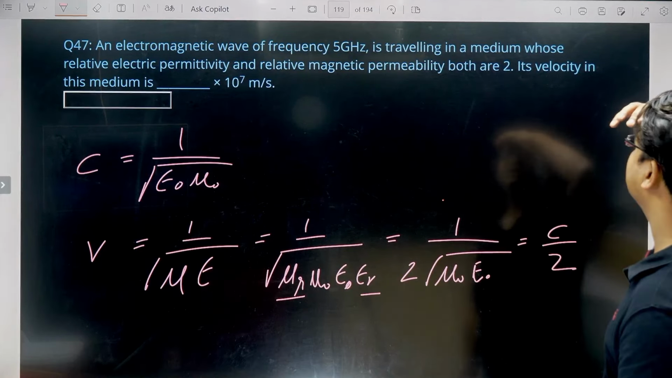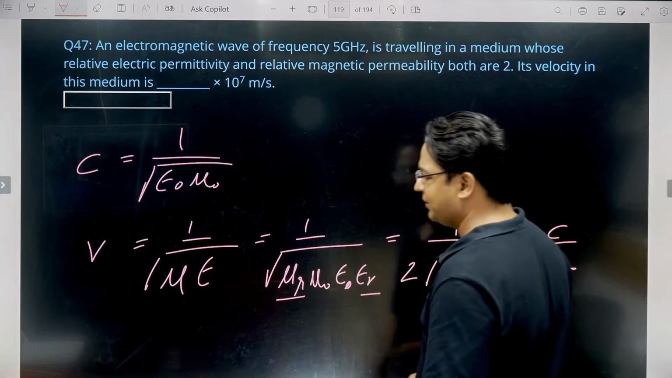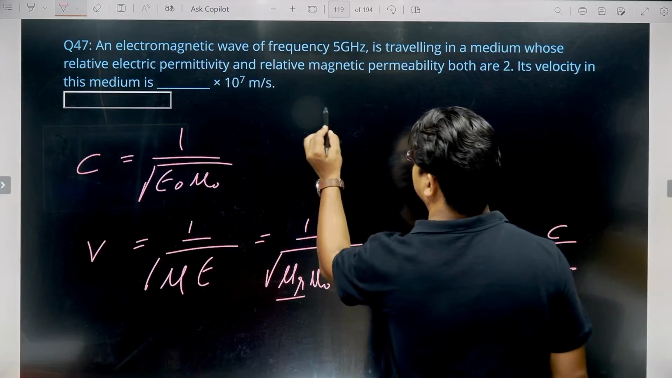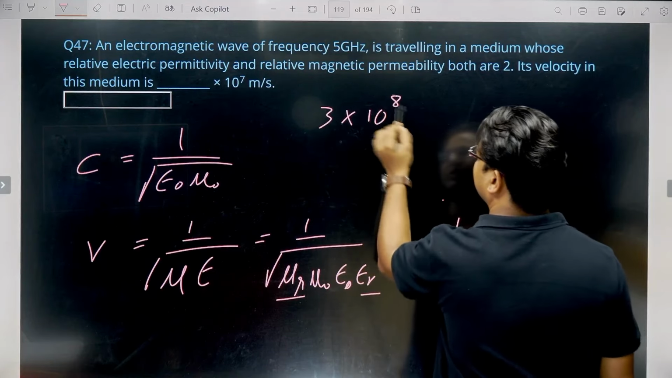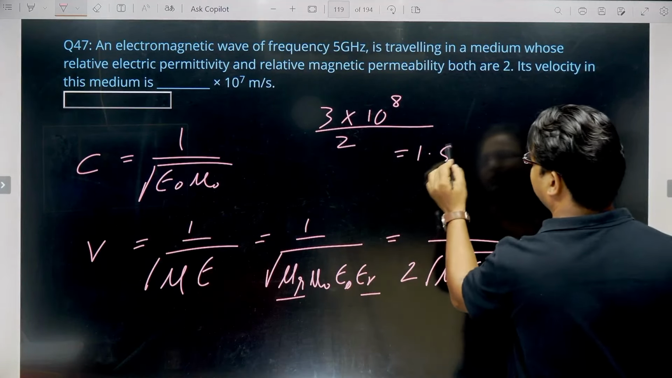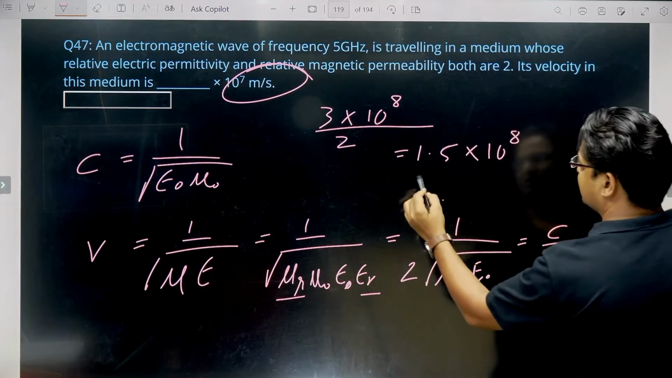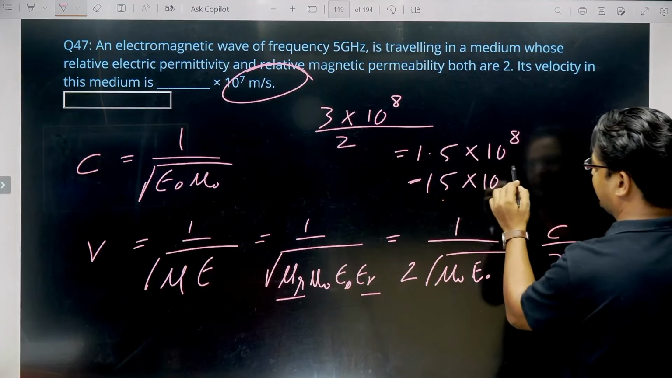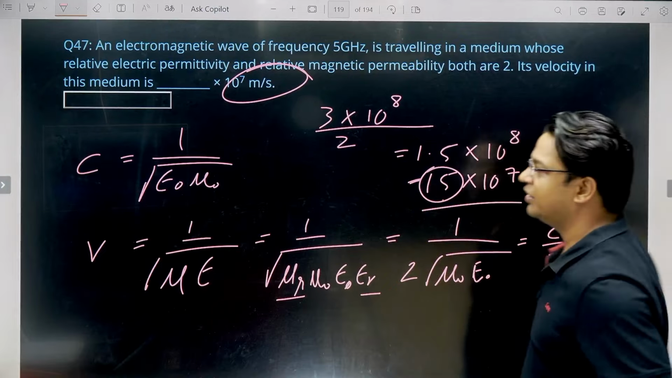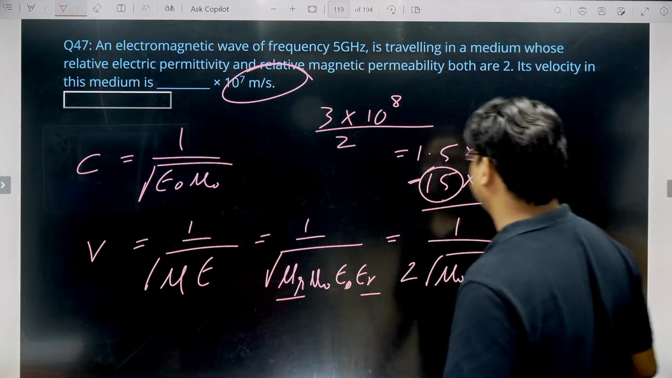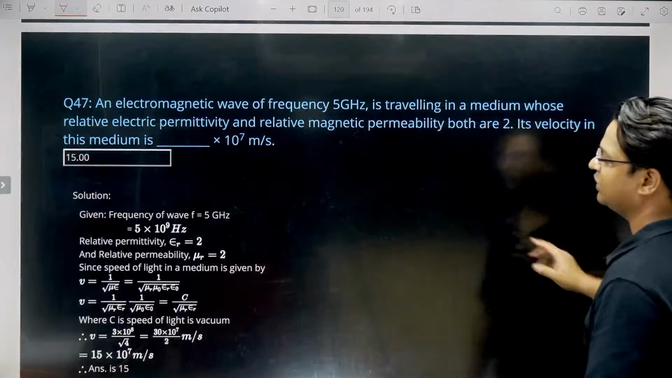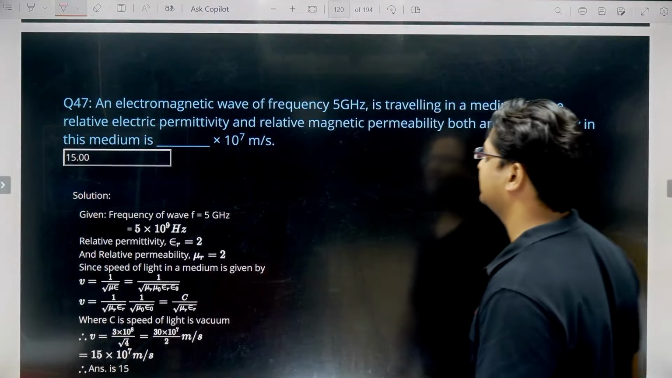So the question is asking us velocity in this medium. So C by 2. Okay, so 3 into 10 raised to power 8 by 2. So that is 1.5 into 10 raised to power 8. Notice the power here, it is 10 raised to power 7. So this will become 15 into 10 raised to power 7. So 15 would be the answer. All right, in a hurry, don't mark 1.5 as the answer. It is 15. Okay, so 15.00, that will be the answer.